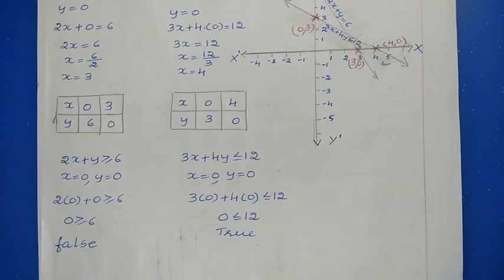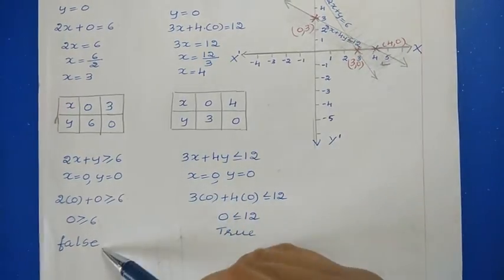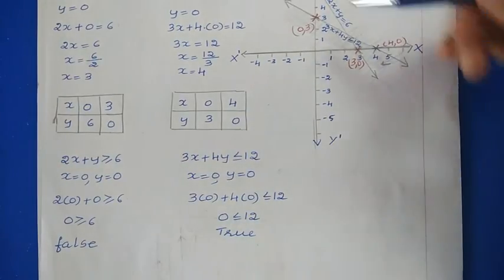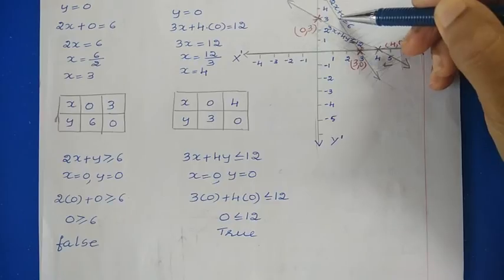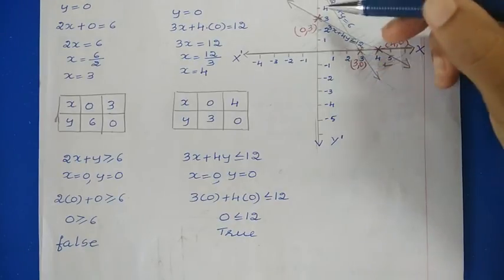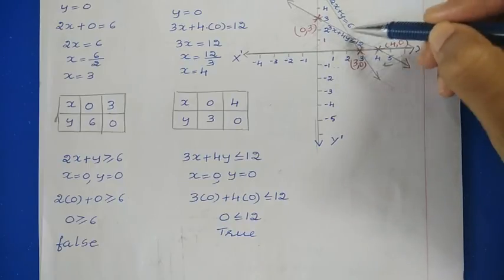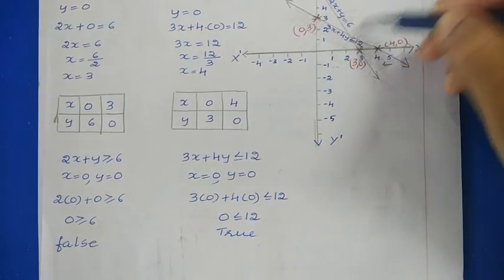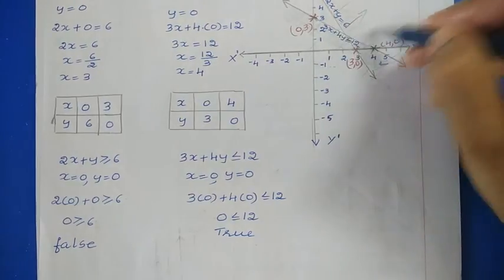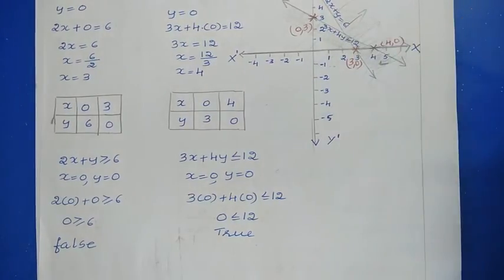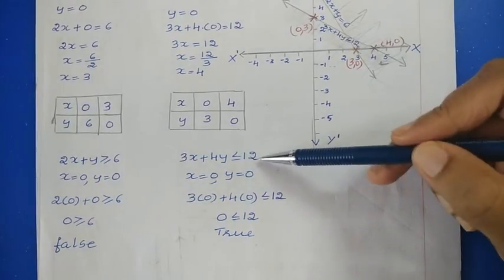So now let us shade the area. I have taken the point 0, 0, that is the origin, and for this I got here false, and this is the line which represents that. So now for this line I'm getting the false value for 0, 0. That means we are not considering this region. Instead of that, we have to consider the region away from this point, that is away from the origin, that is this area. This area is the shaded region for 2x plus y greater than or equal to 6. Next here we have 3x plus 4y less than or equal to 12.